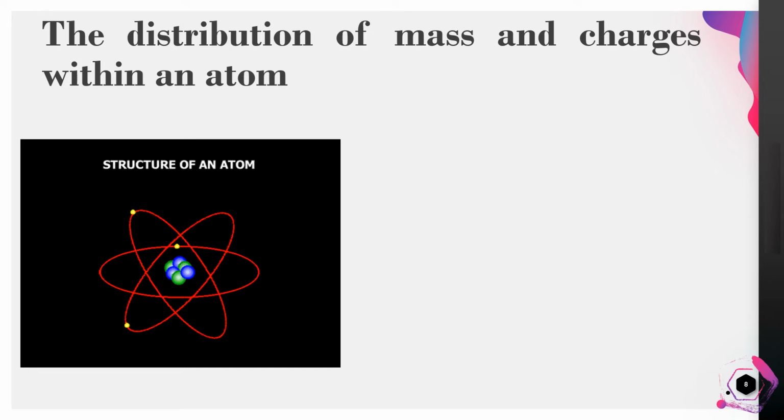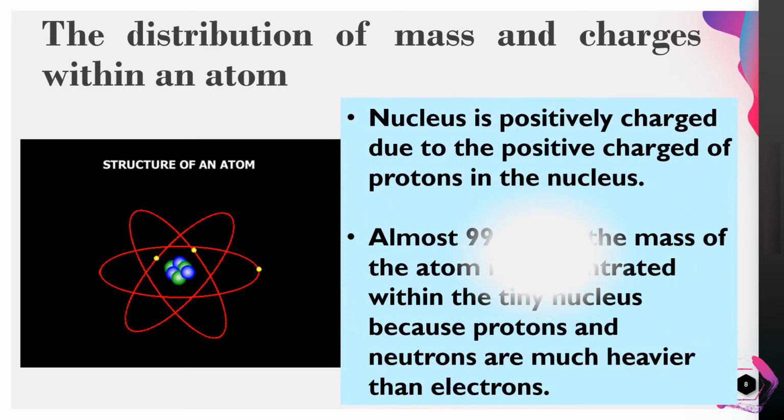Okay, the distribution of mass and charges within an atom. The nucleus is positively charged due to the positive charge of protons in the nucleus. Almost 99.99% of the mass of the atom is concentrated within the tiny nucleus, because protons and neutrons are much heavier than electrons.